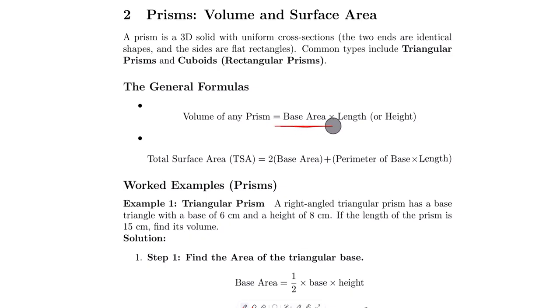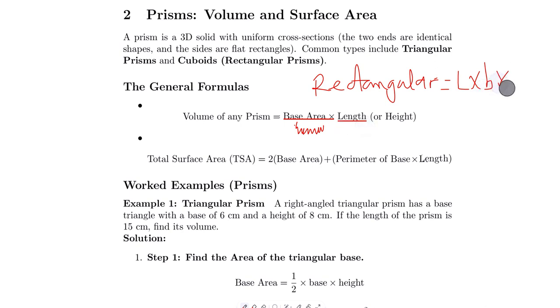So when we say base area, that means if I'm dealing with a rectangular prism, our base area here will be the area of a rectangle. So for rectangular, your area of rectangle is what? Length times breadth. So multiply by the height now, times height. So this is the volume of a rectangular prism.